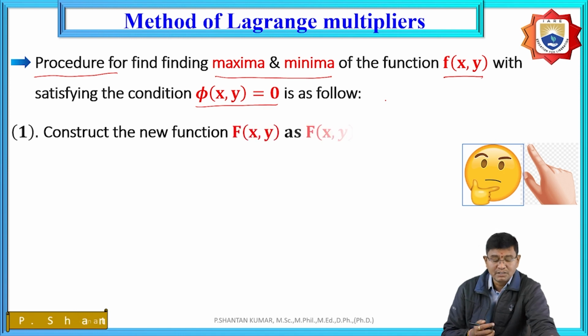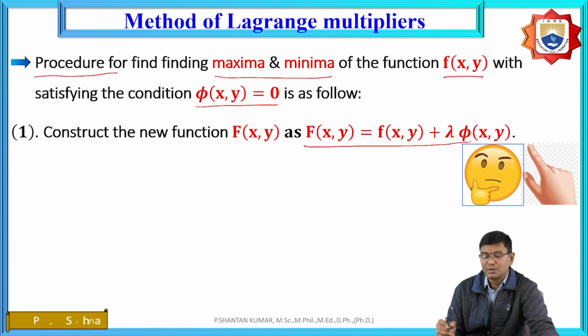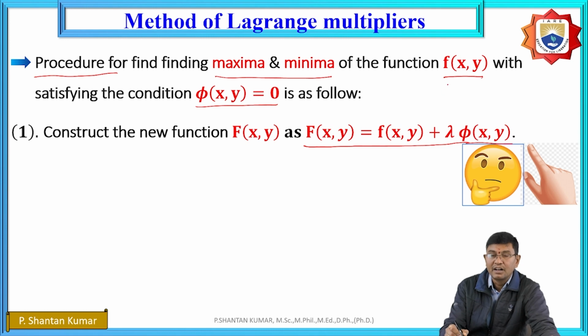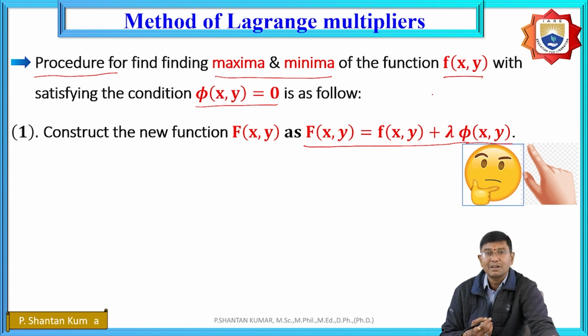Based upon this, construct a new function, capital F, which is equal to f plus lambda into phi of x comma y. That means the function whose value is not given is considered f, and the connected given function is phi. With the help of that, capital F is equal to f plus lambda into phi.